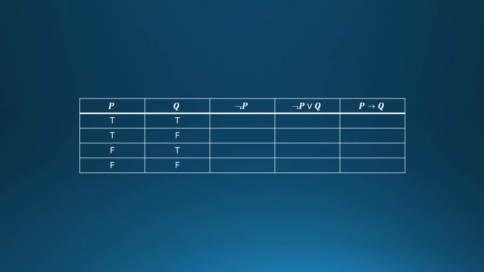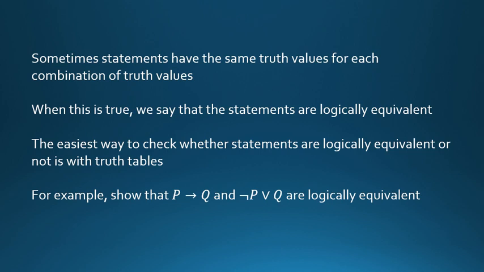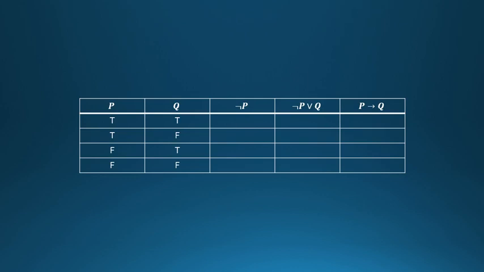TTFF for the P column and TFTF for the Q column. Okay, we have not P involved in one of our logic forms here. So let's create the column for not P. I think it's pretty straightforward by now that we're just switching the letter that we have in the P column. T's become F's, F's become T's. So now we have FF, TT.